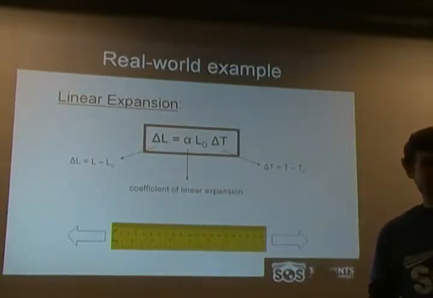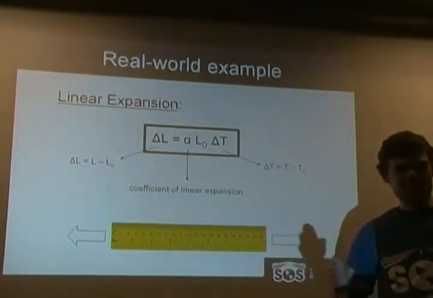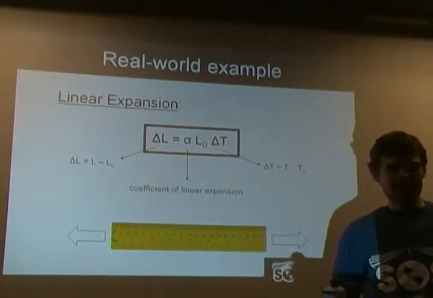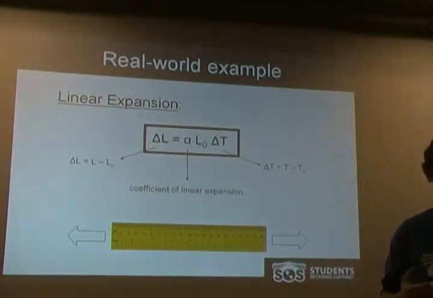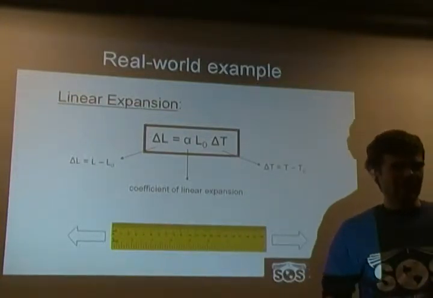Where am I going with this? Oh yeah, it was a real-world example, and the bridge, all of a sudden, we can connect it. The bridge is going to extend as the temperature warms up in the summer and contract in the winter as the temperature goes down. So we have a sweet real-world example for linear expansion.